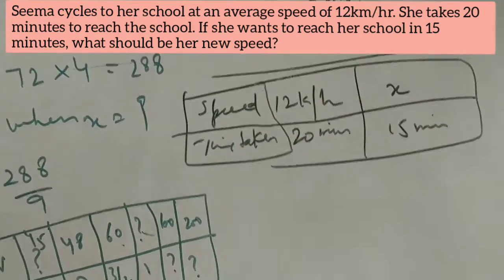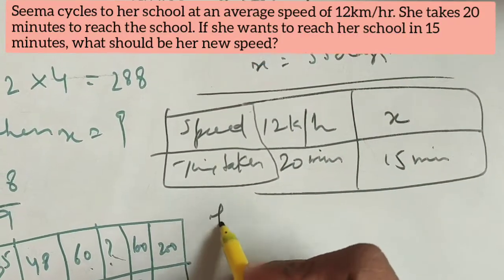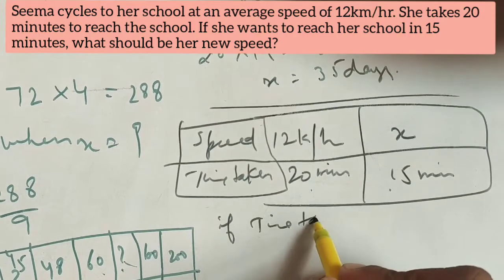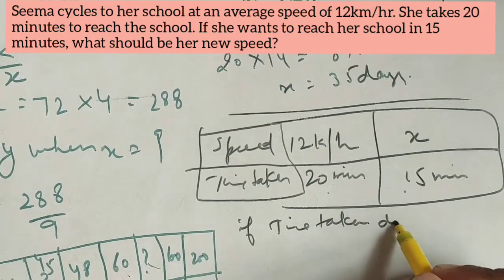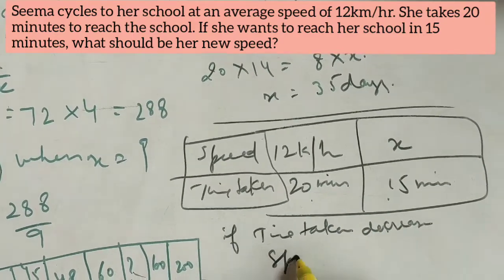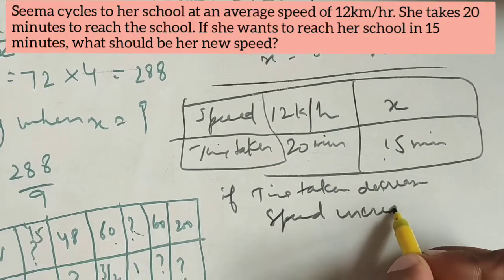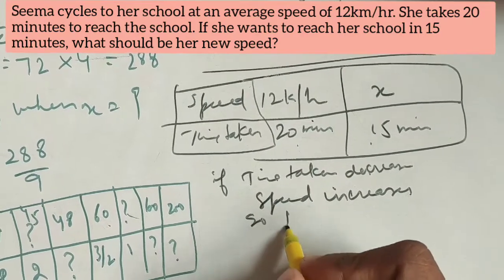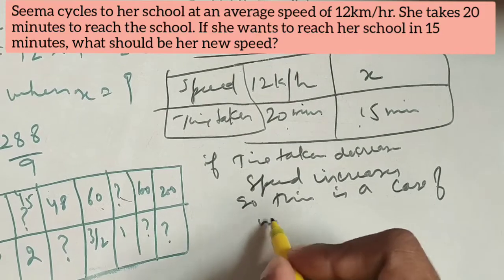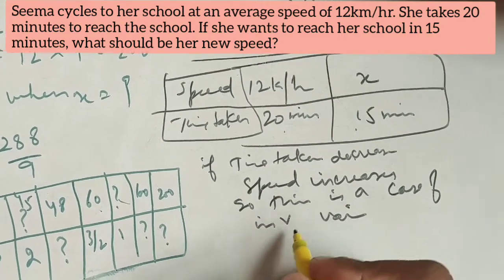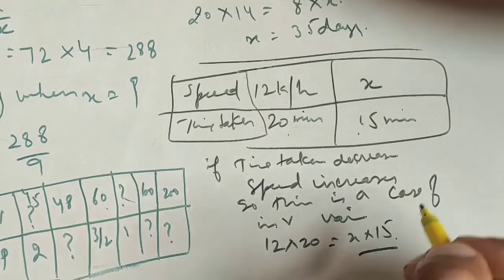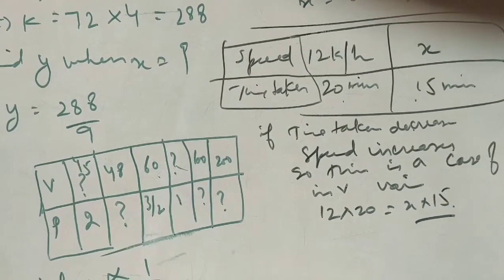How much should she increase the speed so that she could reach the school in 15 minutes? So again, if time taken decreases, it means speed increases. So this is a case of inverse variation. And now we can solve it. 12 into 20 should be x into 15. That will be the number of minutes. Okay.